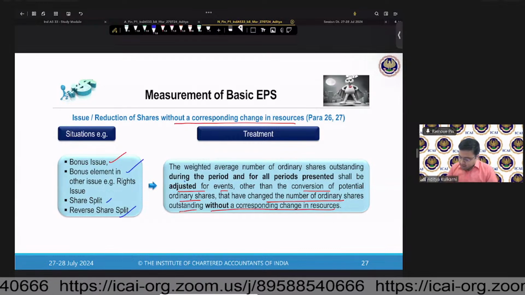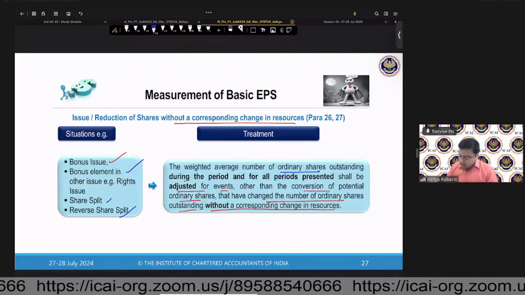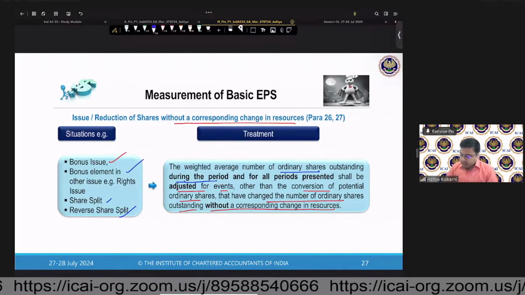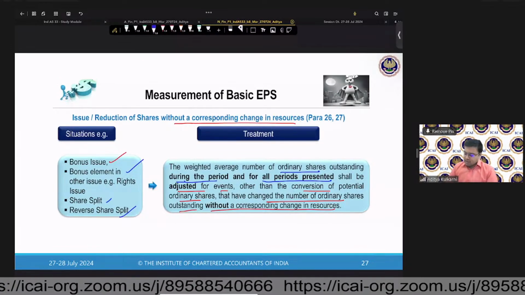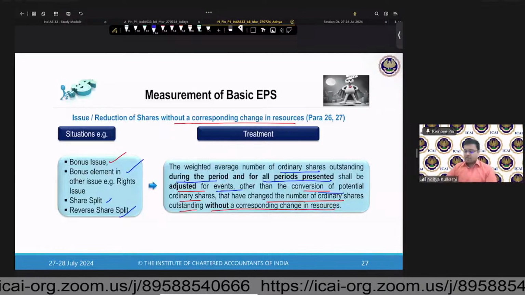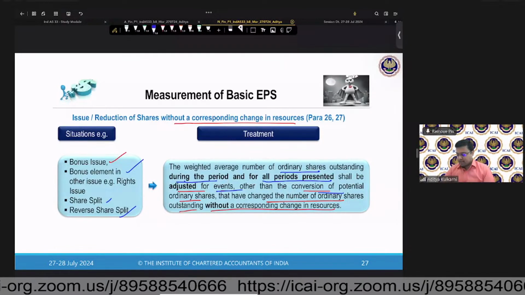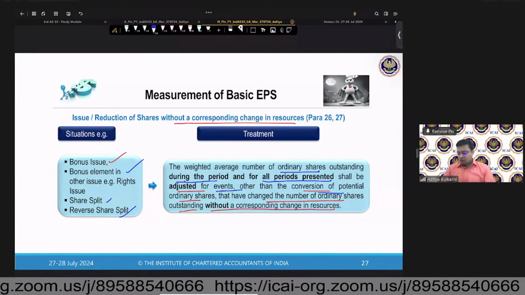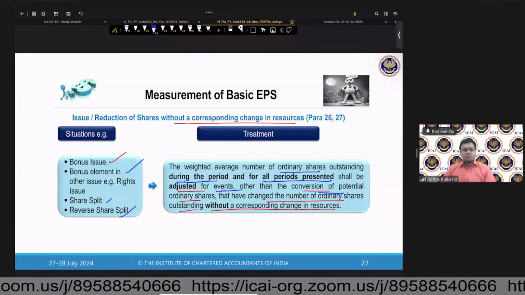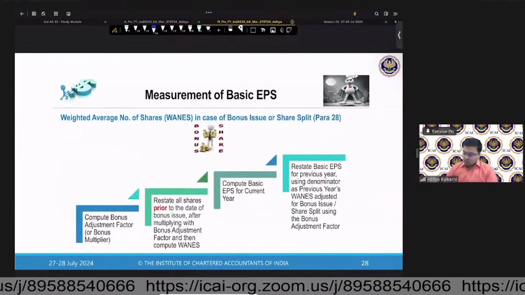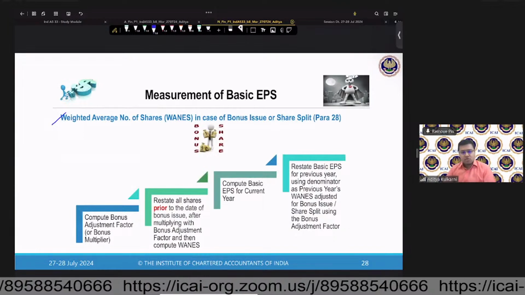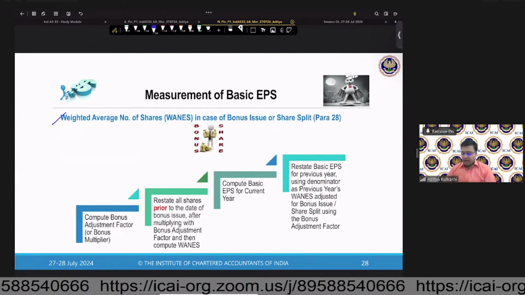The weighted average number of ordinary shares outstanding during the period and for all periods presented. You shall adjust it for events other than conversion of potential ordinary shares that have changed the number of ordinary shares outstanding without a corresponding change in the resources. So that is 27. So we have done this. You can just go through this for the purpose of your understanding.